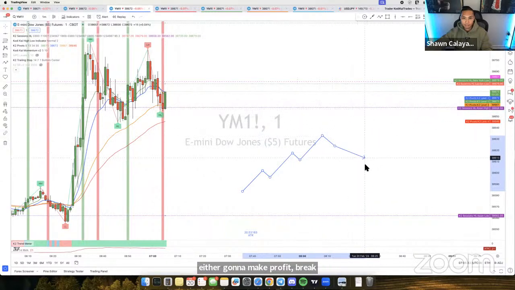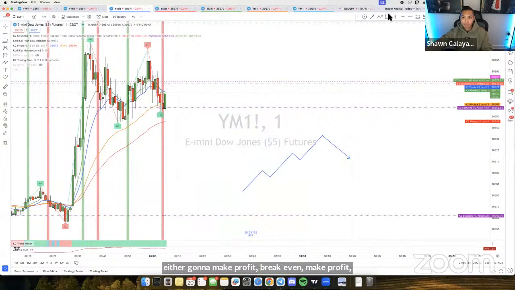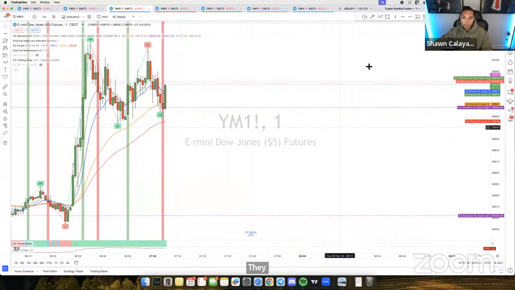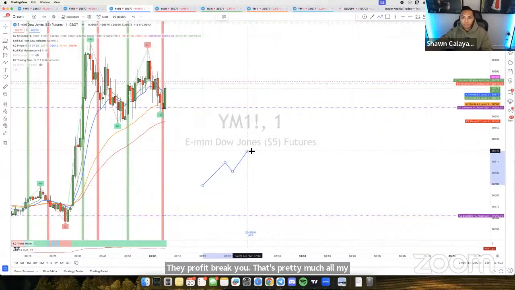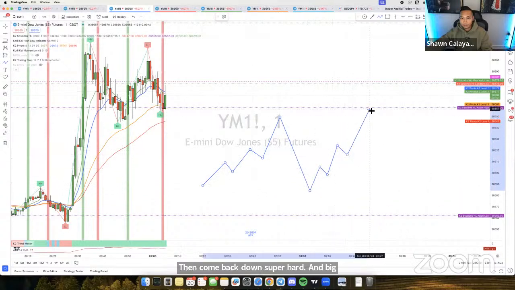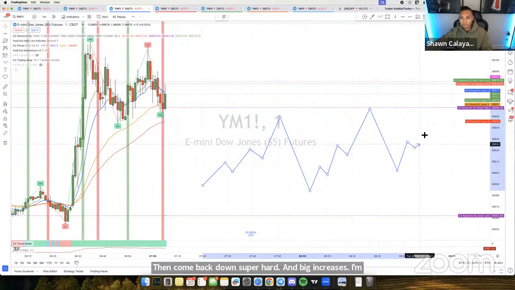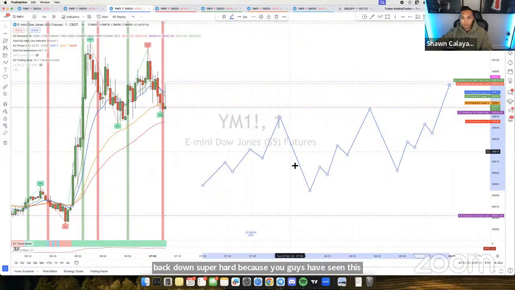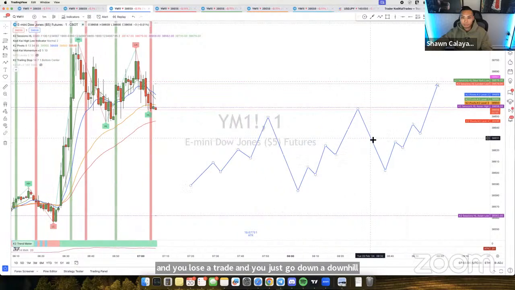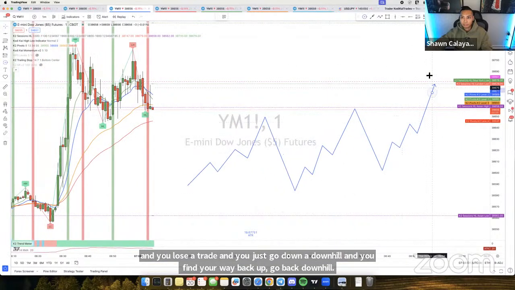And some days I'll have a loss, which happens sometimes, like today. And then I'm going to go back into my climb, make profit, break even. That's pretty much what my account's going to look like. For the other people out there who are taking a lot of trades, you'll see them make some big increases, then come back down super hard, and big increases, come back down super hard. You guys have seen this before. You'll have days where you're making good profit and you lose a trade and you just go downhill, and you climb your way back up, go back downhill. But at the end of the day, we're both going to end up in profit.